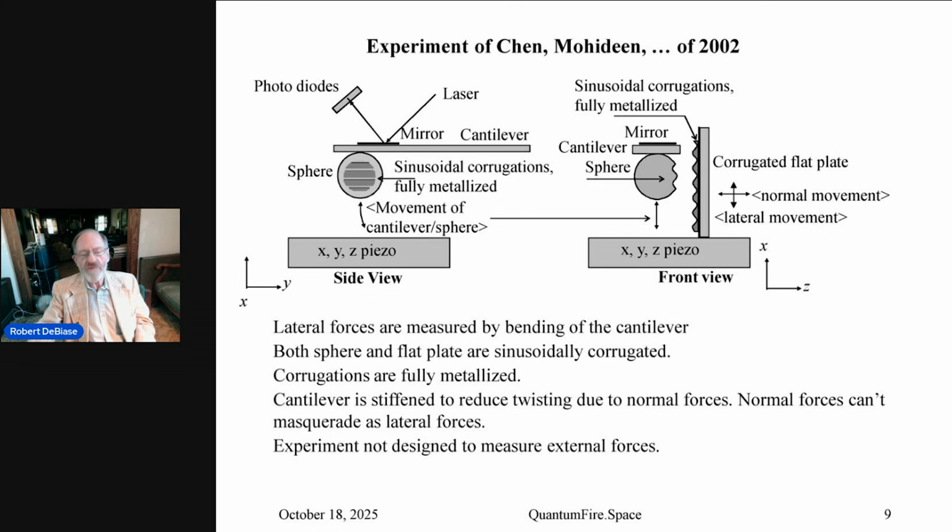And he's moving the flat plate towards the cantilever. The cantilever is fixed. And you can see there's a laser here and a photodiode. And that's a way of taking measurements off of this. But they measured lateral forces. But the experiment was not designed to measure external forces.